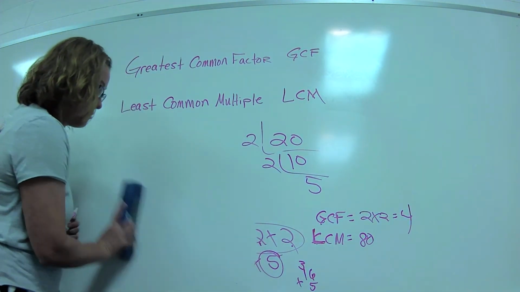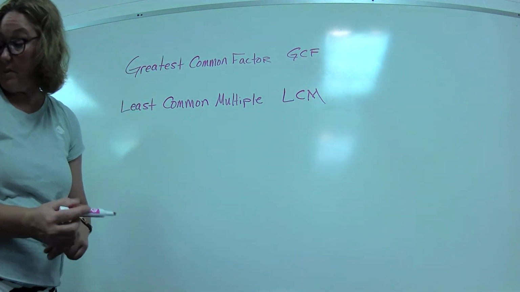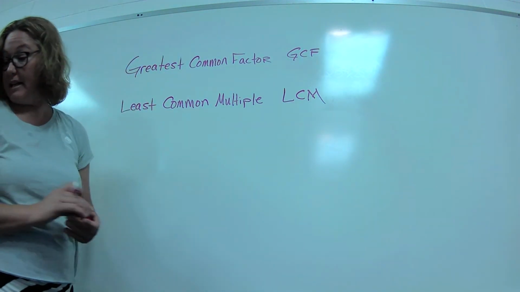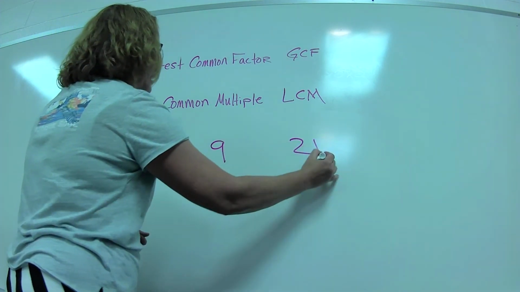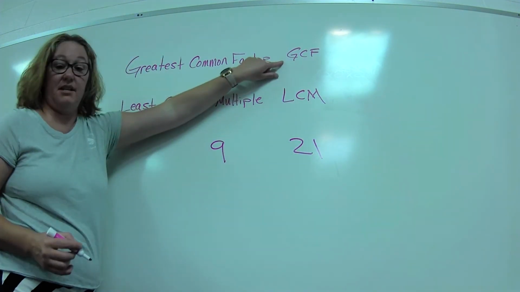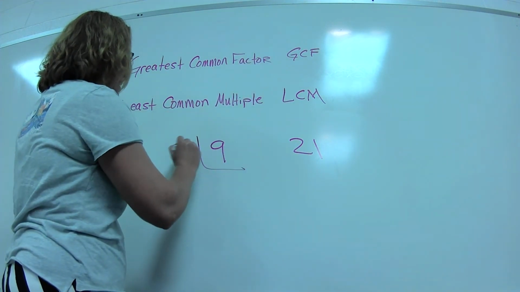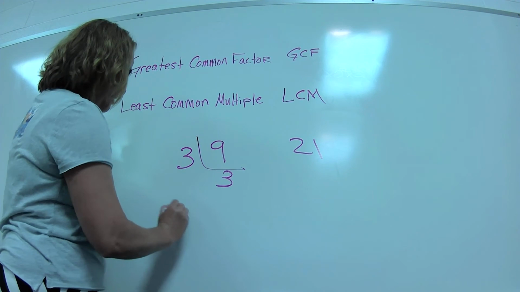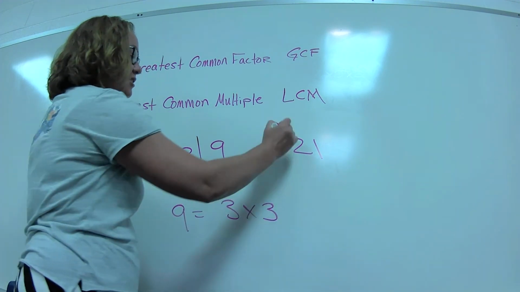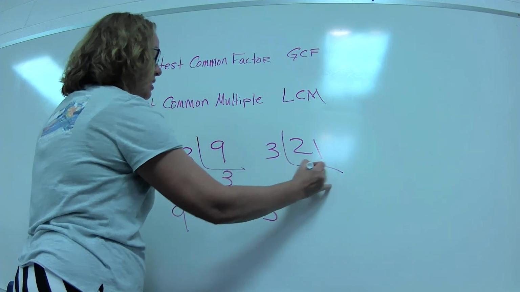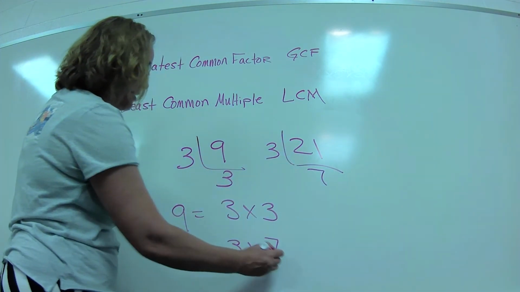I think I'll try one more with you and let you walk me through it. Let's say 9 and 21. We're going to find the greatest common factor first. Factor out my 9 by primes: 9 is going to equal 3 times 3. Let's factor out 21 by primes: 21 is going to equal 3 times 7.